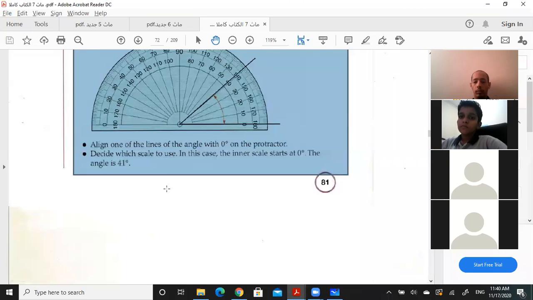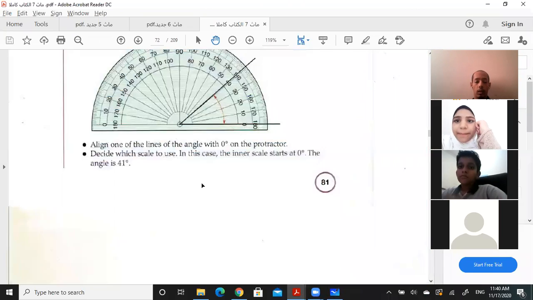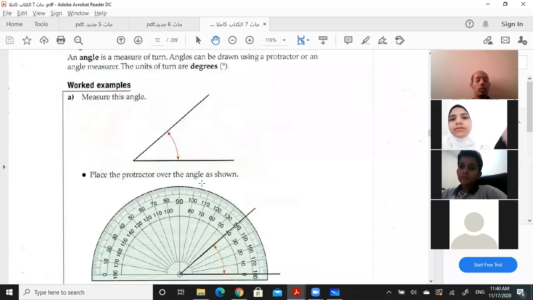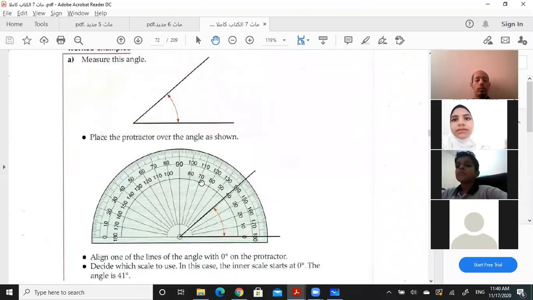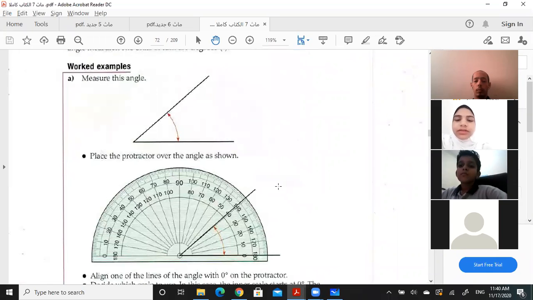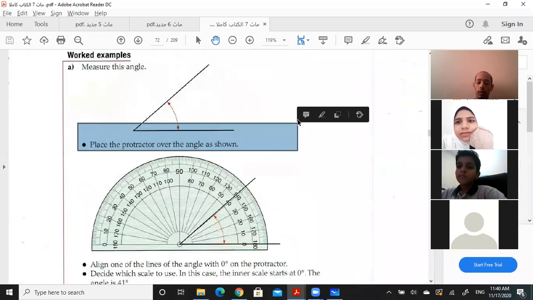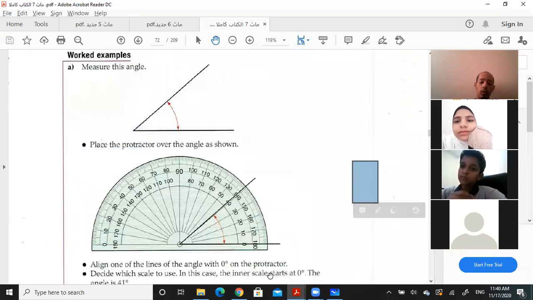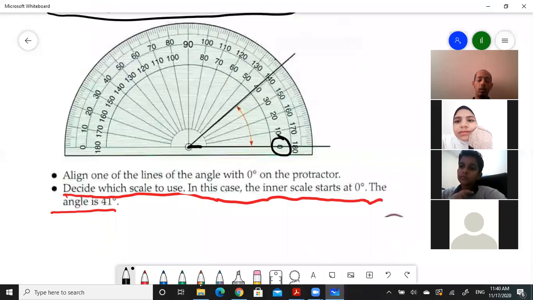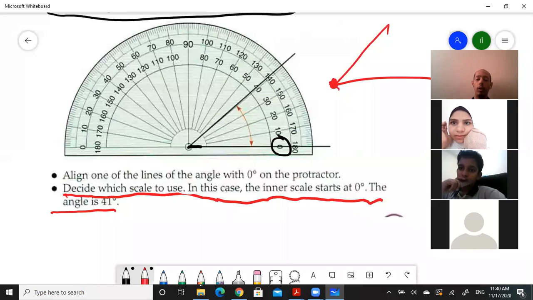Teacher, I didn't understand this line. What point didn't you understand? What's the first thing we have to do, Aisha, when we measure the angle? What's the first point? We have to place the protractor over the angle. Okay. Where is the center of the angle? This is the angle. Where is the head of the angle? This, right?